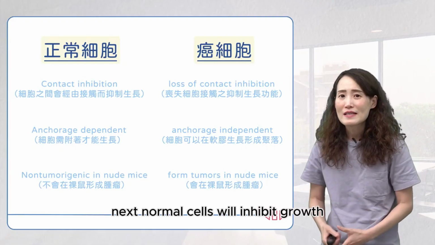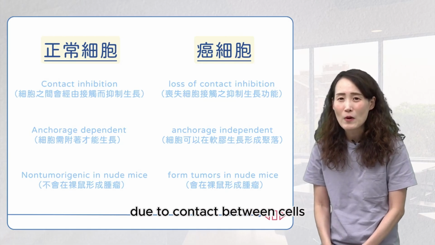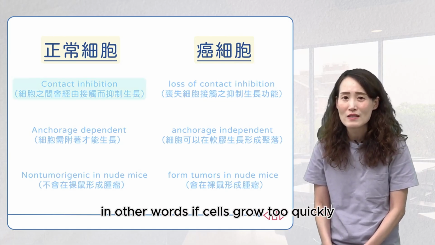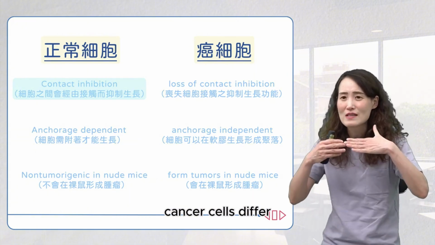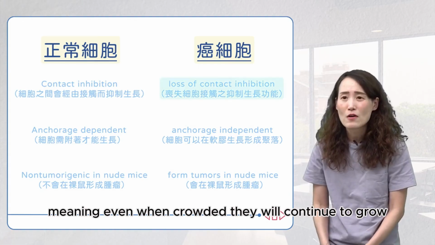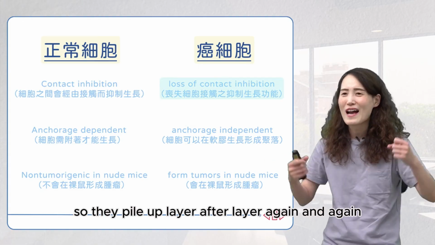note. Next, normal cells will inhibit growth due to contact between cells. In other words, if cells grow too quickly, they will stop growing. However, cancer cells differ. They lose contact inhibition, meaning even when crowded, they will continue to grow, so they pile up layer after layer again and again.